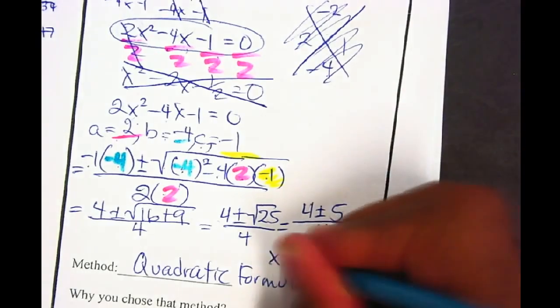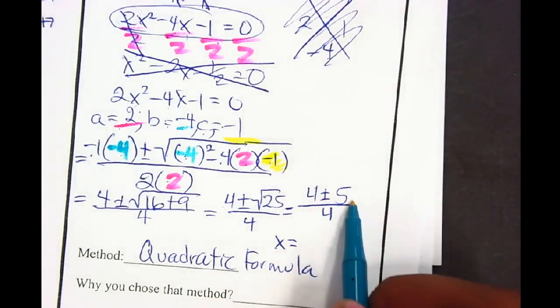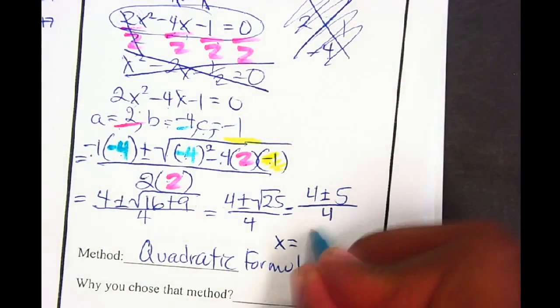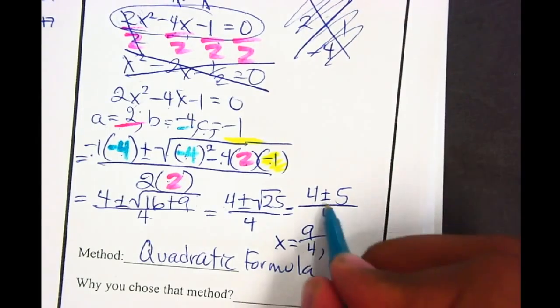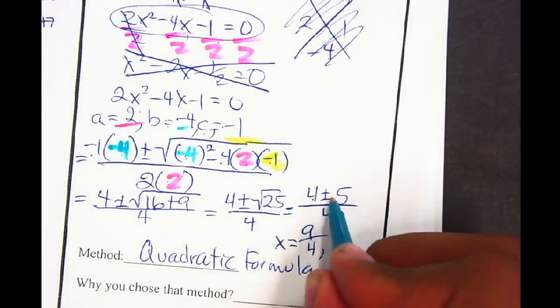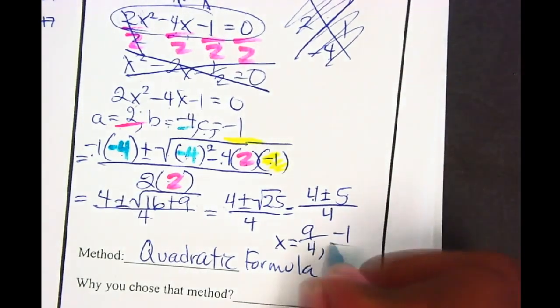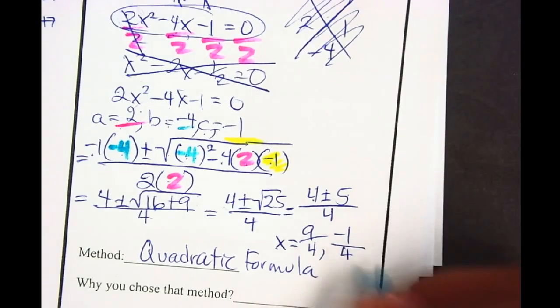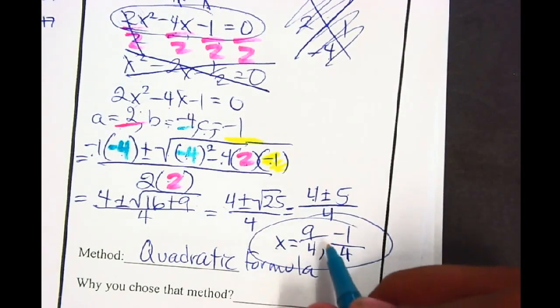Okay, so now we can get our two answers. Well, the first answer is going to be 4 plus 5, which is 9 over 4. And the second answer is going to be 4 minus 5, which is -1 over 4. Okay, and there's our answers. And again, it's okay if you end up with a fraction. You should end up with a fraction or a decimal when you have to do the quadratic formula, if you have no choice. Okay, that's it.